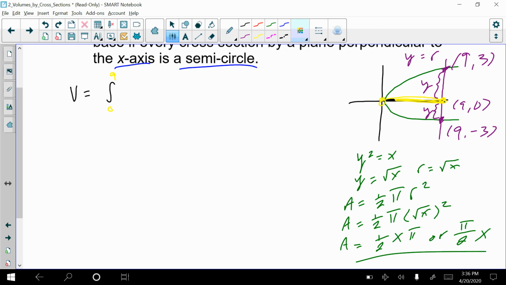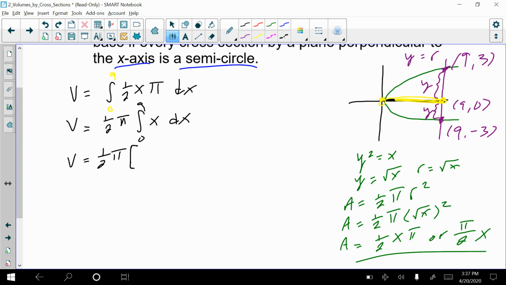And we have the 1/2 x times pi times dx. Now I'm going to pull out the constants. I have 1/2 and pi as constants, so I'm going to pull those out of the integral from 0 to 9, and that's just going to leave me x dx. And this is what I need to take as my antiderivative. So here we have 1/2 times pi, and the antiderivative in this case is going to be 1/2 x squared, evaluated from 0 to 9.